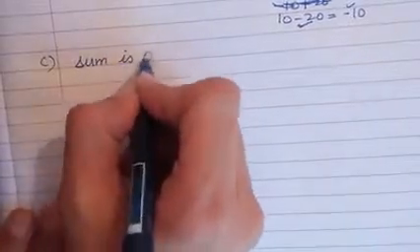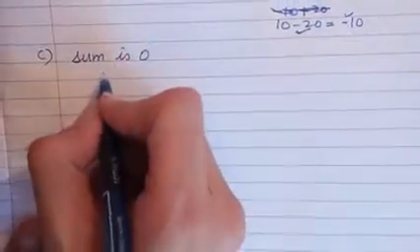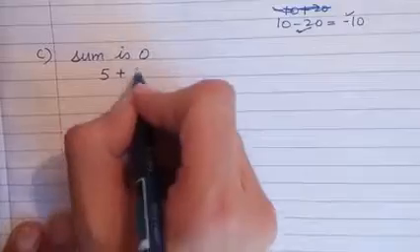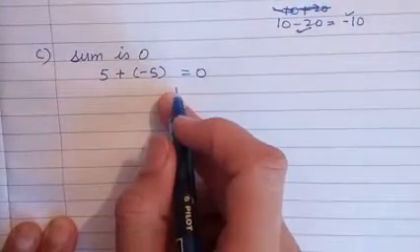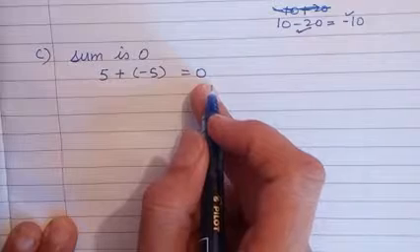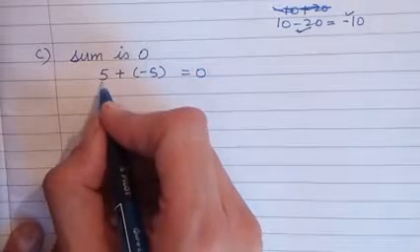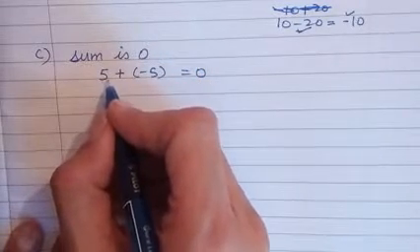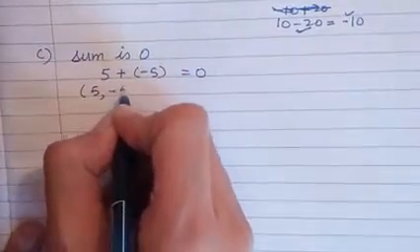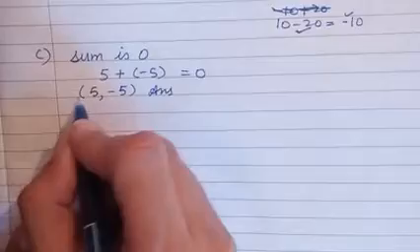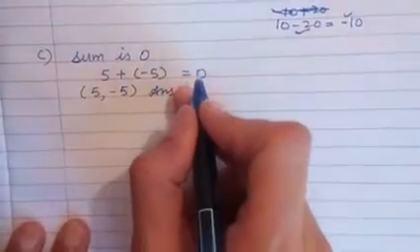Now let us see part C. Part C says the sum is 0. Sum is 0 means 5 plus minus 5 is 0. Any two integers you take and their sum is 0. Instead of taking 5 here, you can take 6, 7, 8, 9, 10, any number you can take. So the pair is 5 and minus 5. Their sum is giving us 0.